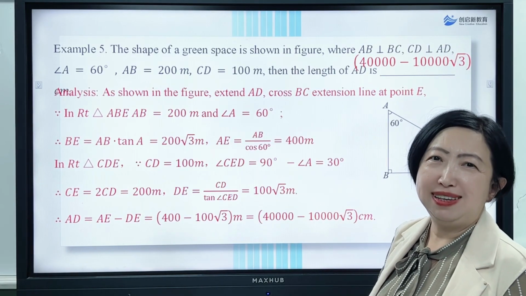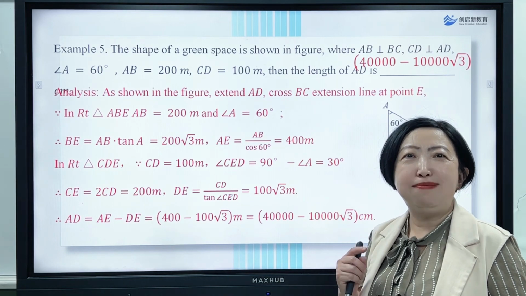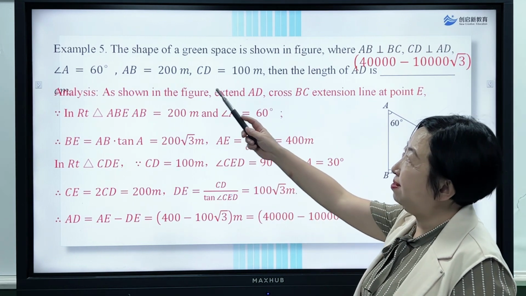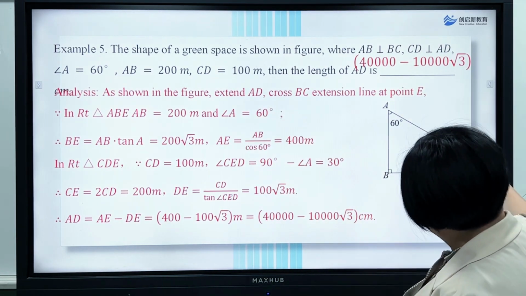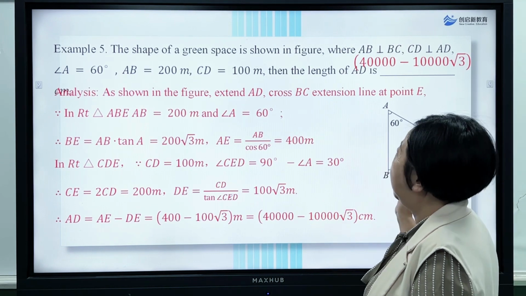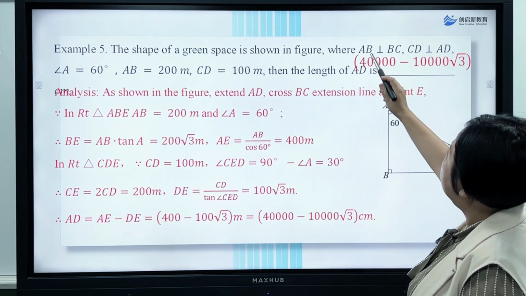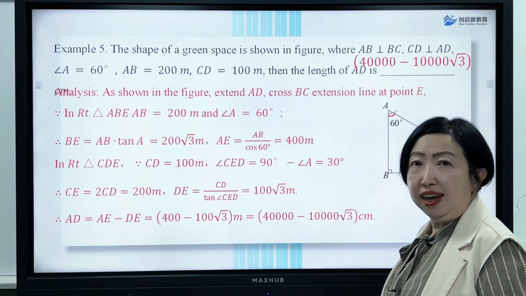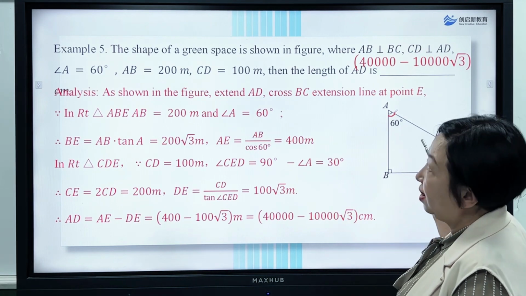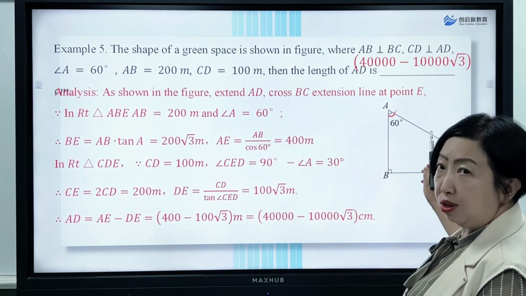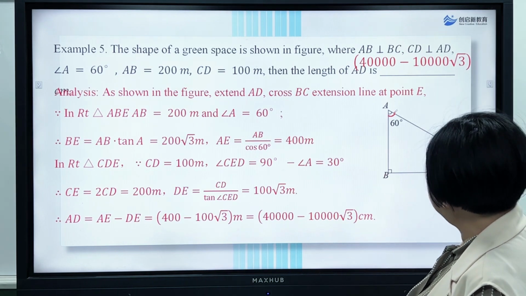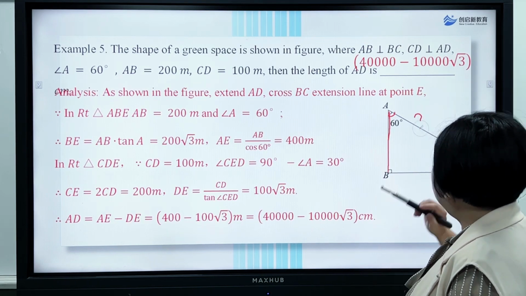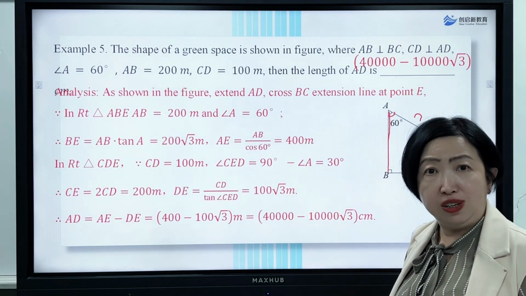Let's go on to learn the Pythagorean Theorem. Let's learn some interesting examples to understand it. For example, here's a ring-shaped space as shown in the figure, where AB is perpendicular to BC, CD is perpendicular to AD. The corner A is 60 degrees, AB is 200 meters, and CD is 100 meters. Then the length of AD is what?